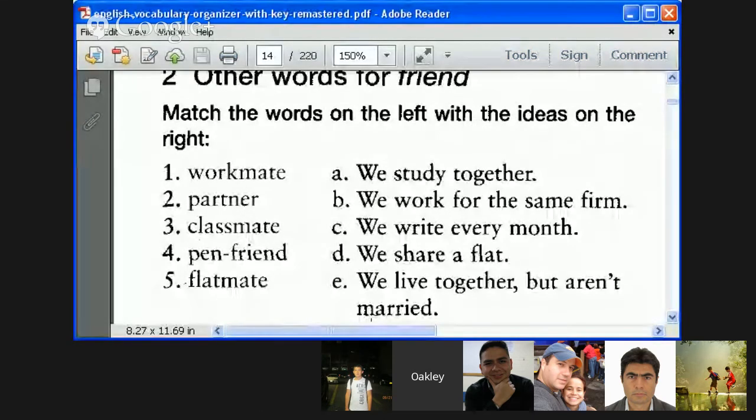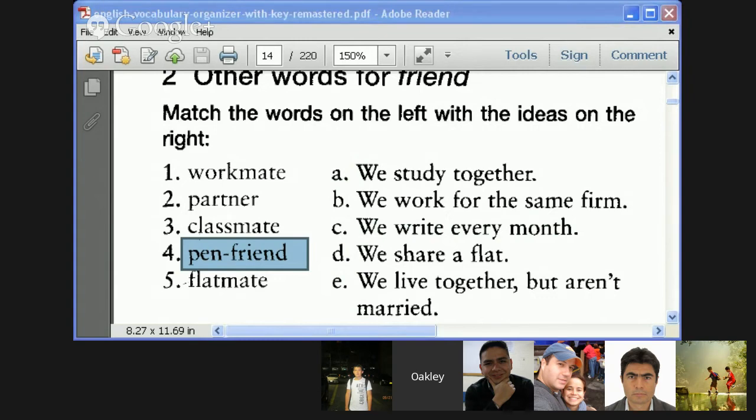And let's get you started here with number 4. A pen friend. Which definition best fits a pen friend? I think she will write every month. Yeah, and frankly, this must be very British because I've never heard of a pen friend. We call that a pen pal, but in reality, of course, with today's modern technology, very few people have a pen pal.